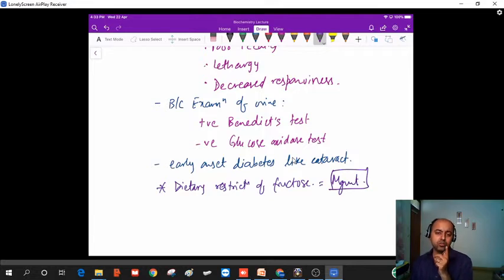One is essential fructosuria, which is asymptomatic. Second is hereditary fructose intolerance, which becomes symptomatic when you add fruits to the diet of the children, typically after 6 months. The biochemical examination of both will be the same, but you can see the clinical picture is drastically different. That is about fructose.